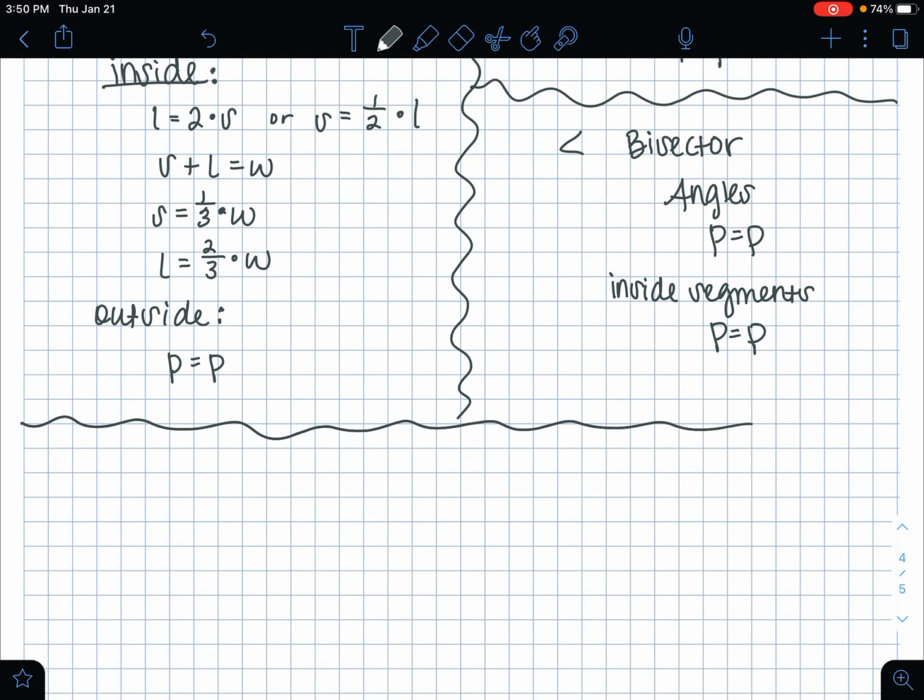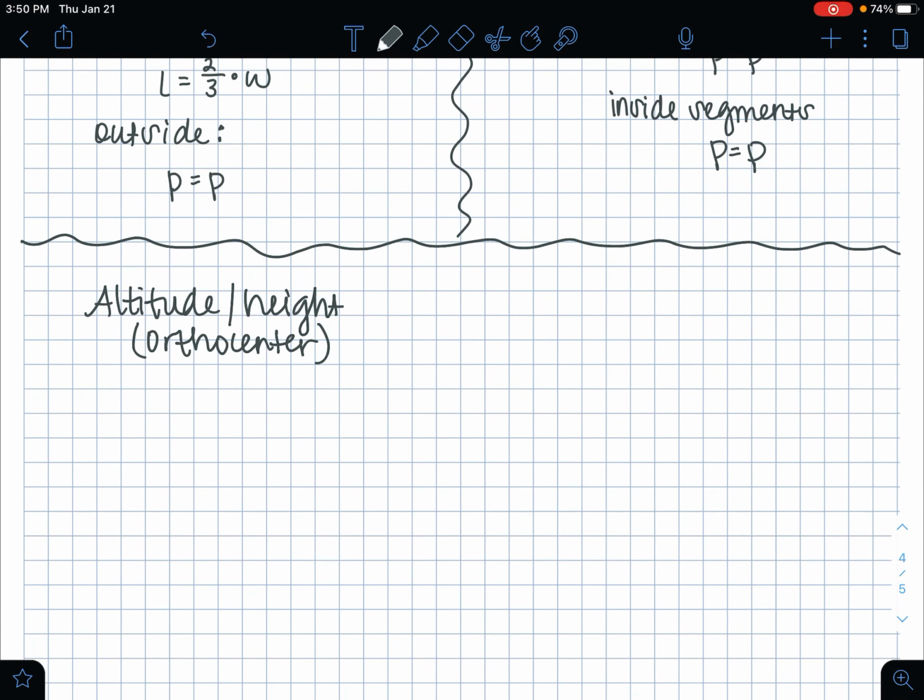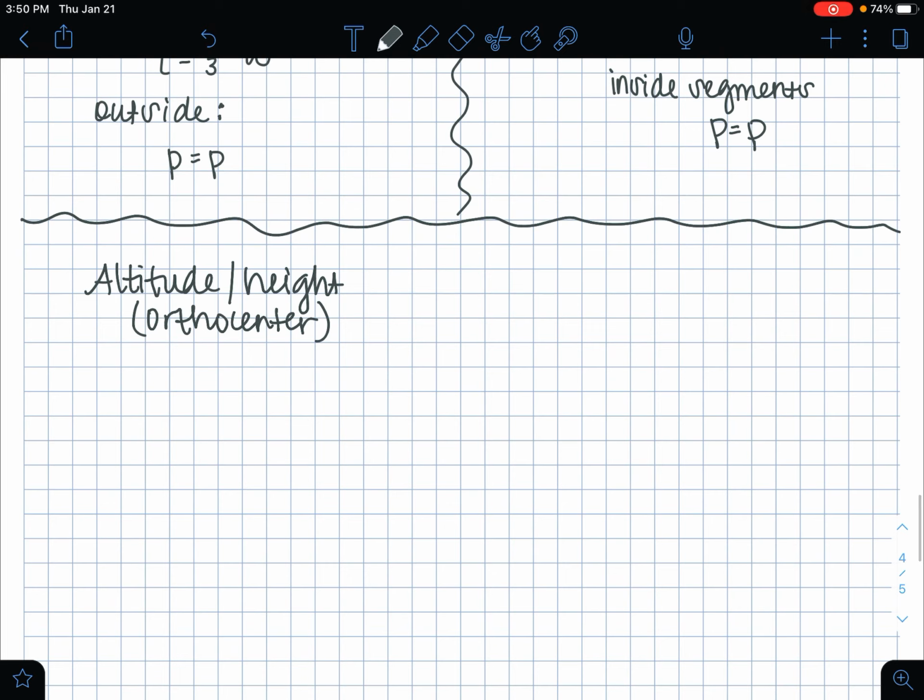All right, and last one is the altitude. Altitude is another word for height, don't forget. And the special name for its point of concurrency is the orthocenter, just reiterating. So for this one, if you see a problem that's talking about an angle, then it's probably going to need to be angle equals 90 degrees. So whatever the angle expression is, make it equal 90 degrees.